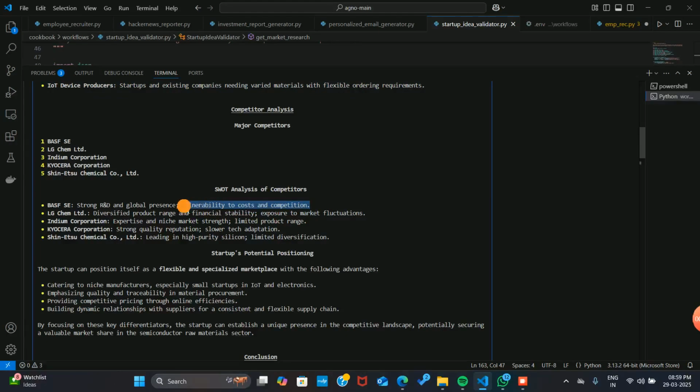So this is where you get the idea. You get the idea, right? In this one, LG, diversified product range and financial stability, exposure to market fluctuations. So this is our SWOT analysis of LG, and then Indium Corporation, expertise and niche market strength, limited product range. And then we have Kyocera Corporation, strong quality reputation.